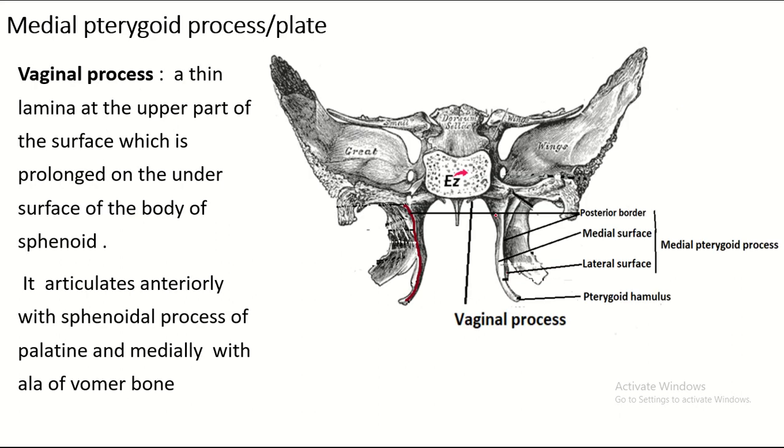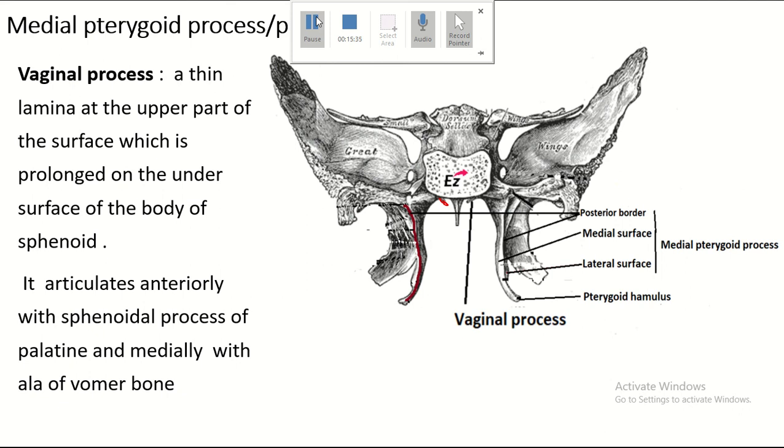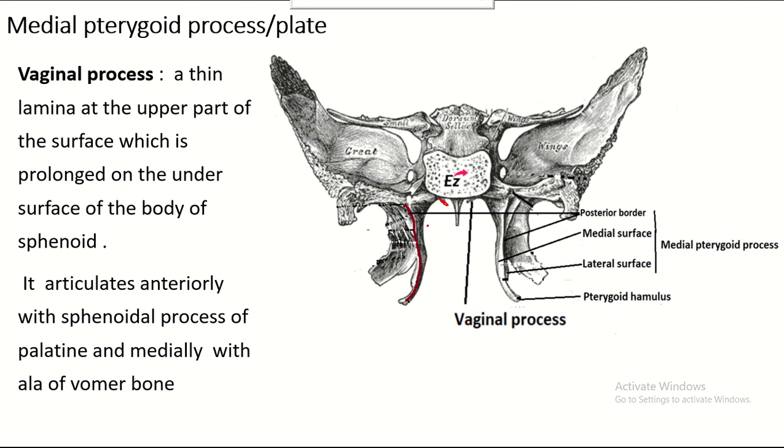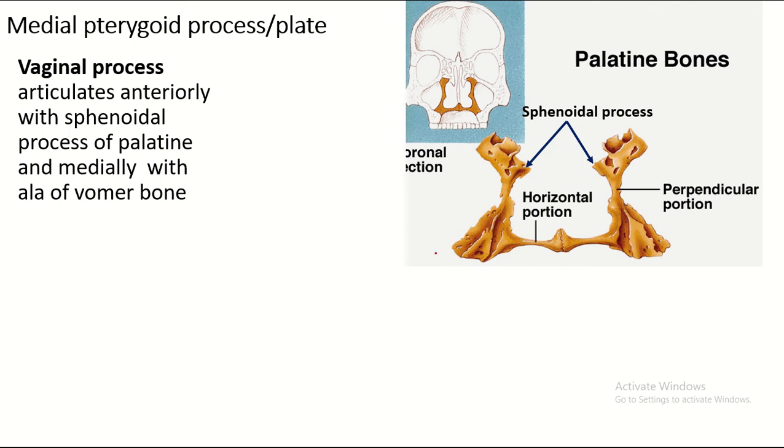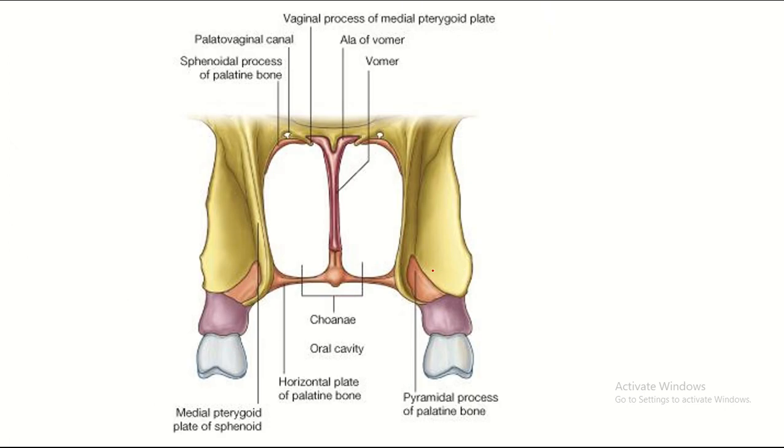The vaginal process. These are the vaginal processes at the upper part of the medial pterygoid process. It articulates anteriorly with the sphenoidal process of the palatine bone and medially with the ala of the vomer. So this is the sphenoidal process of the palatine bone. This is the ala of the vomer. This is the vaginal process.